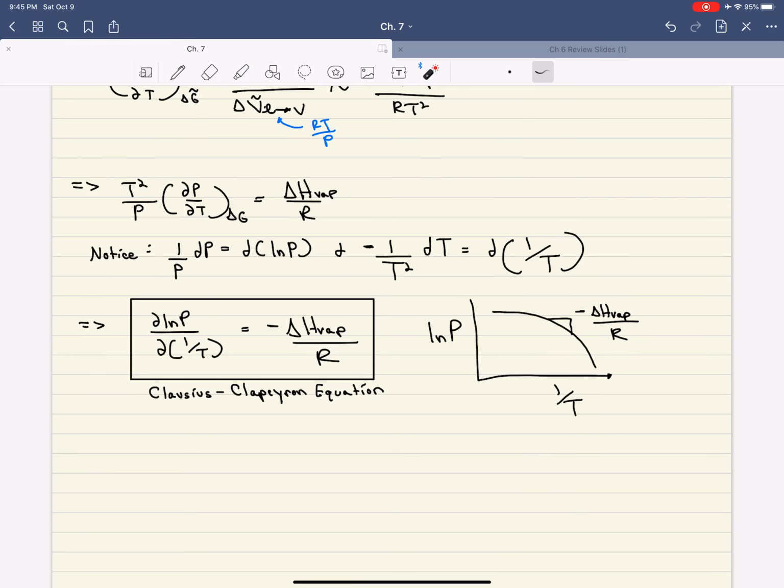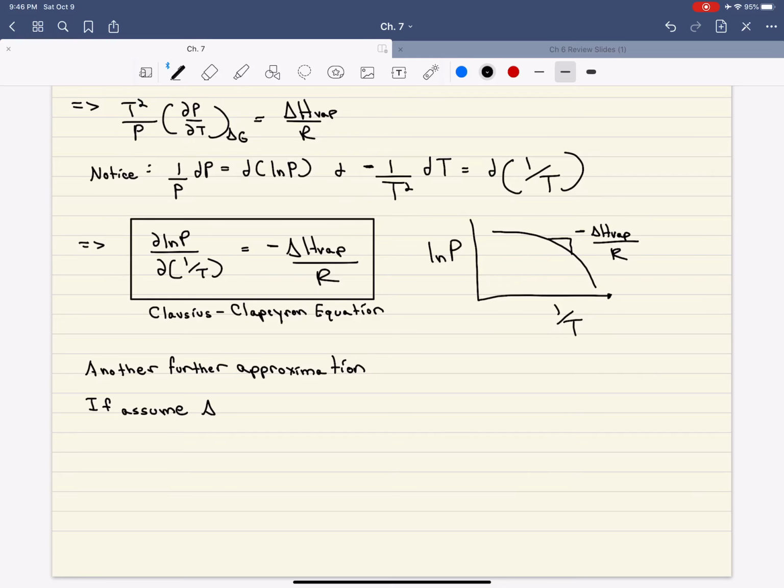But a lot of times, people kind of take it one step further. So they make another approximation, sometimes. Okay? And what they do is they assume that over a temperature range that they're interested in, the enthalpy of vaporization is going to be a constant. Okay? And so if they assume that that's constant, what they then do is they split up that partial derivative into like a separable differential equation.